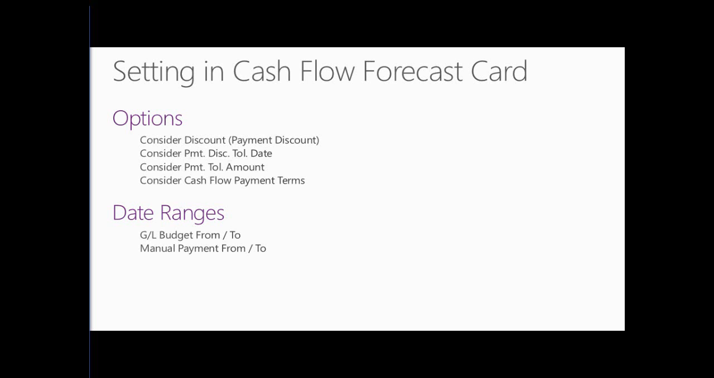Consider payment tolerance amount. For open customer and vendor ledger entries, Dynamics NAV always takes the value from field maximum payment tolerance from table 21 customer ledger entry and from table 25 vendor ledger entry to calculate the cash flow forecast.